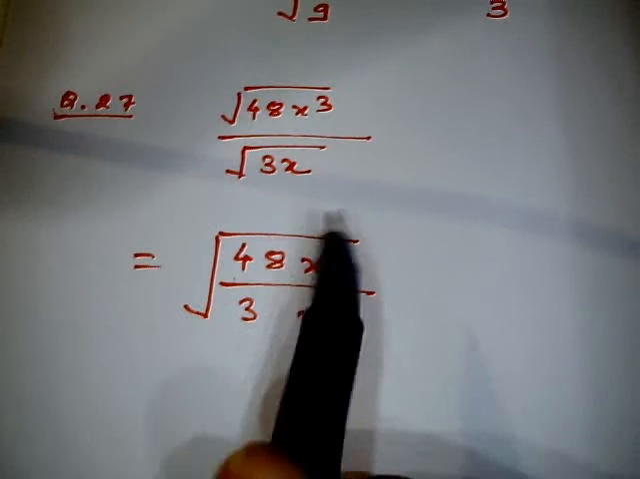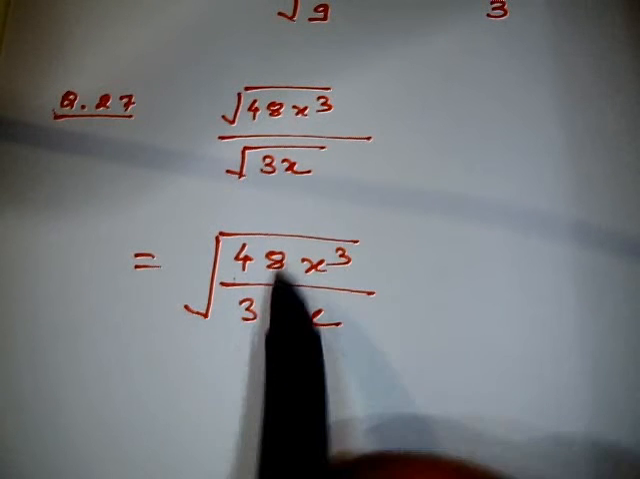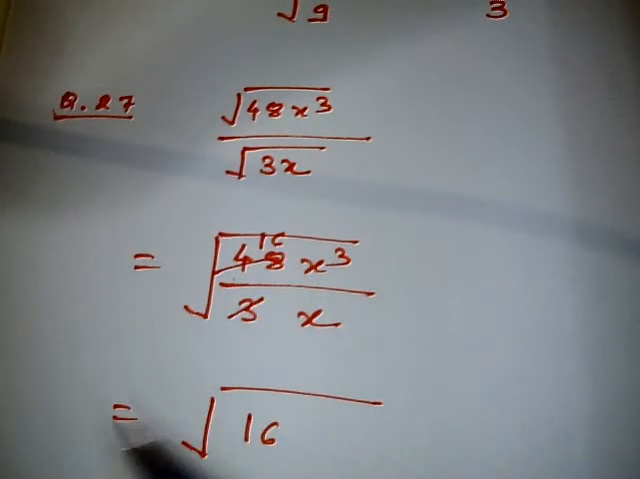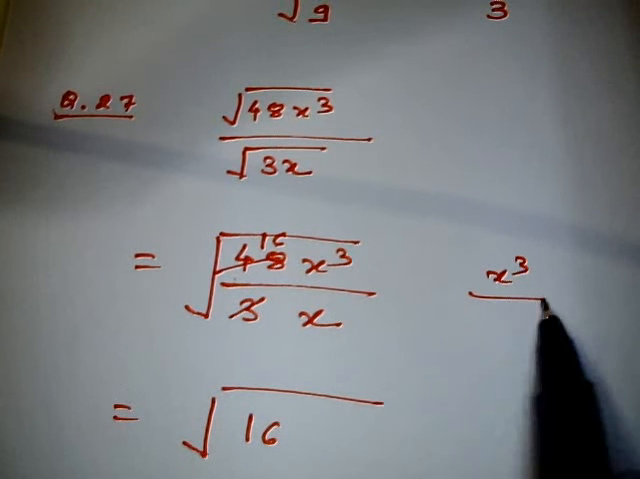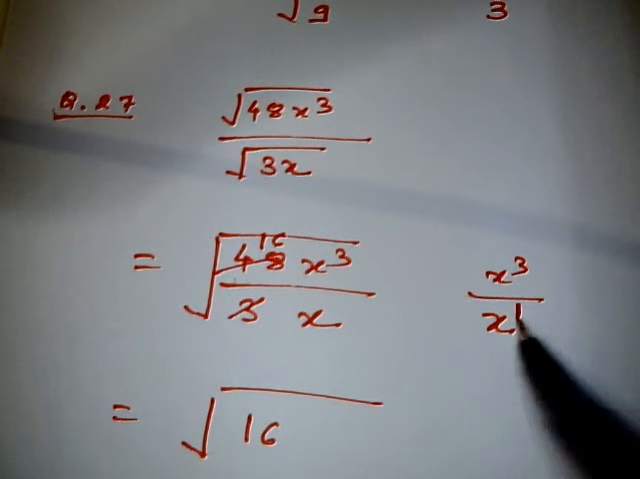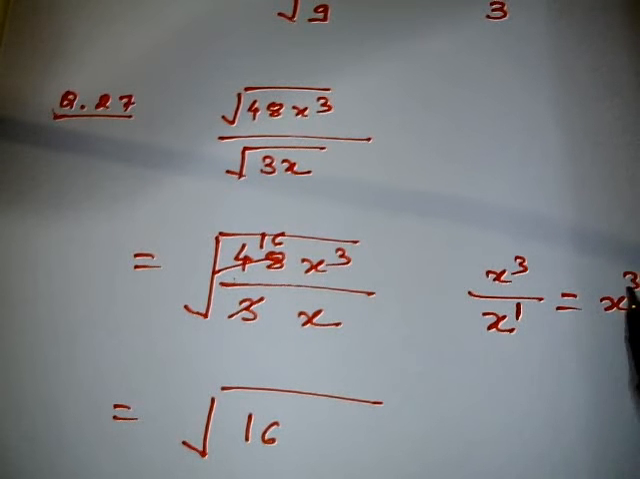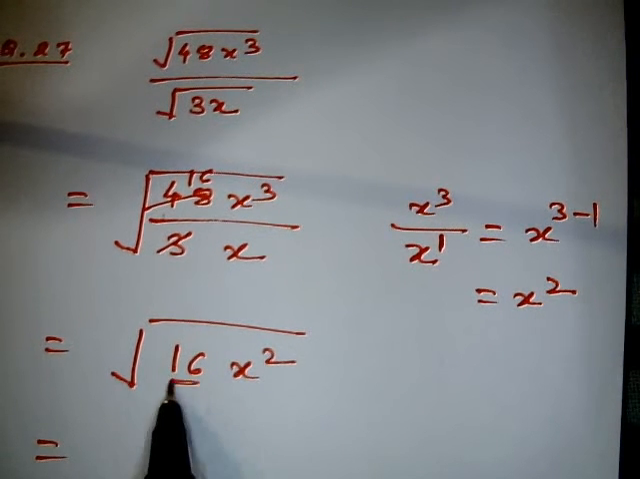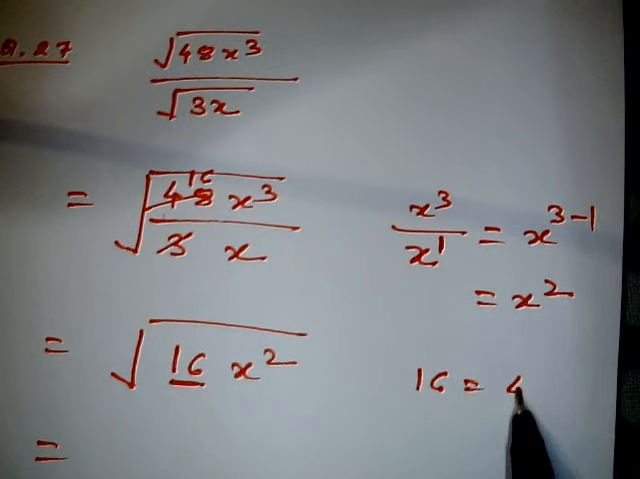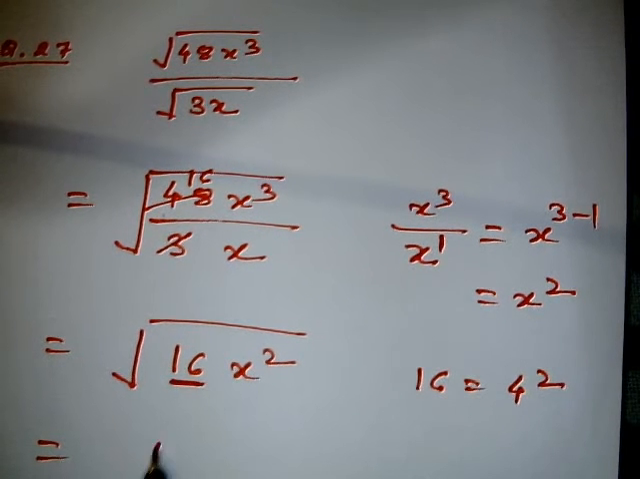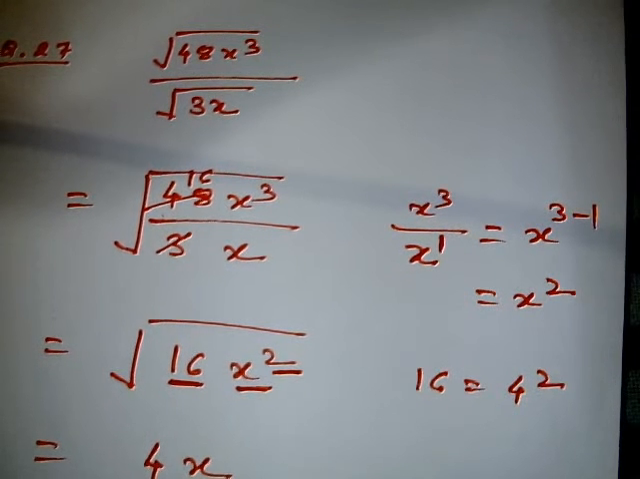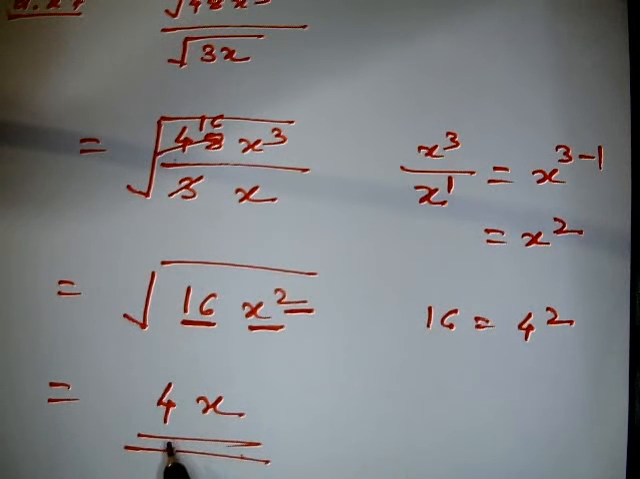Okay, now 48 is divided by 3, so when you divide it's going to come 16. And this x to the power 3 upon x, so this power is 1, and by the exponent rule we can write 3 minus 1, so that is going to become x squared, so this is going to be 16x squared. Now 16 is the square of which number? 16 is the square of number 4, so the square root of 16 is going to become 4. Now this is x to the power 2, so 1x is also going to come outside, so that's how we have calculated the square root of that number.